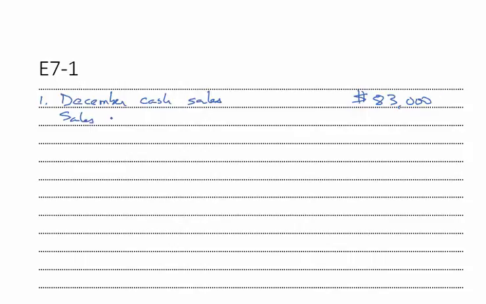Now we have sales on account. So we need to look at the collection pattern here. Sales on account are collected over a 3-month period in the following ratio: 20% collected in the month of sale, 60% the month after the sale, and 18% in the second month following. 2% is uncollectible. So in the month of sale, 20% of the December sales on account, which were 600,000, should work out to $120,000.